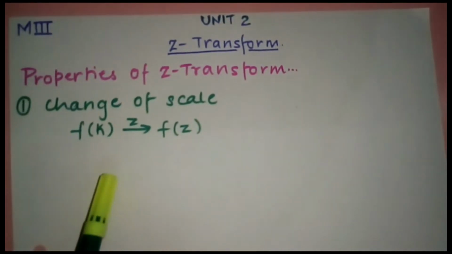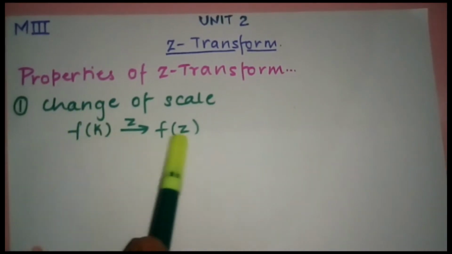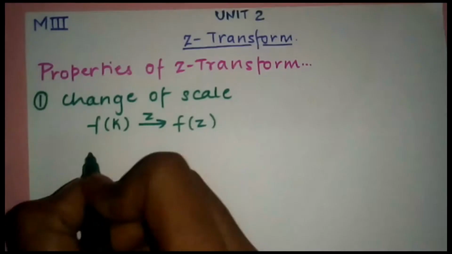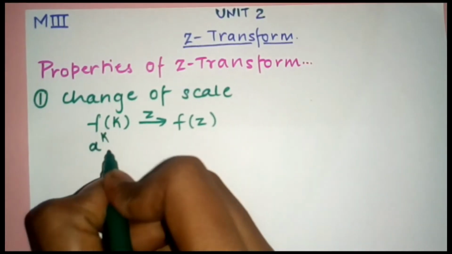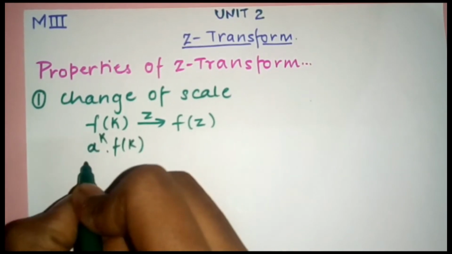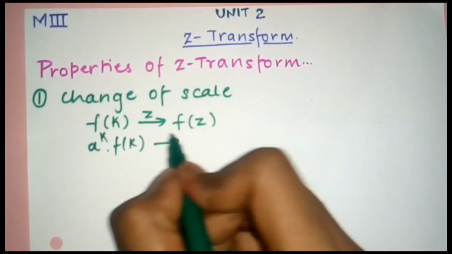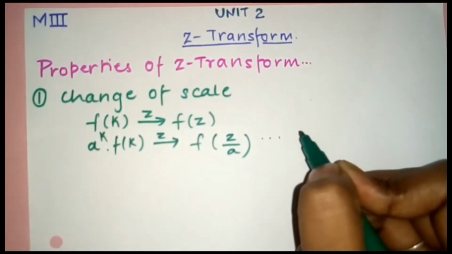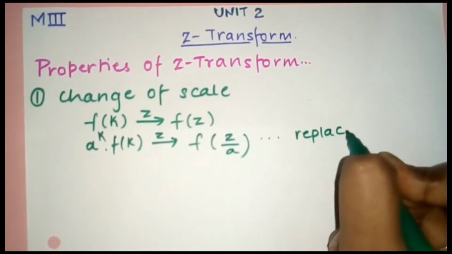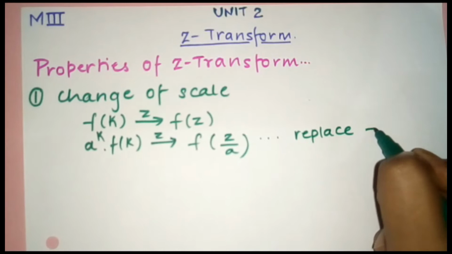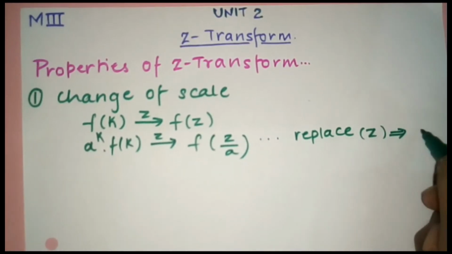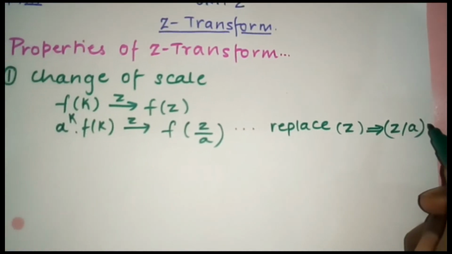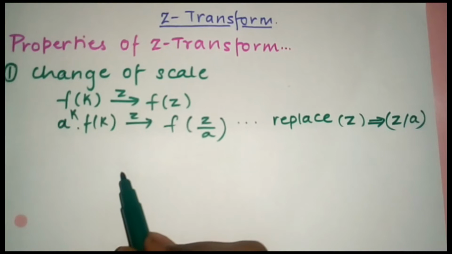Now in Z transform what we do is we convert f of k into f of z. This is known as Z transform. So wherever we have a raised to k into f of k, the Z transform will be f of z upon a. Means in this place what we have to do is replace z as z upon a. This is what we have to do. In the sums we will understand this better, that is how to use these properties.